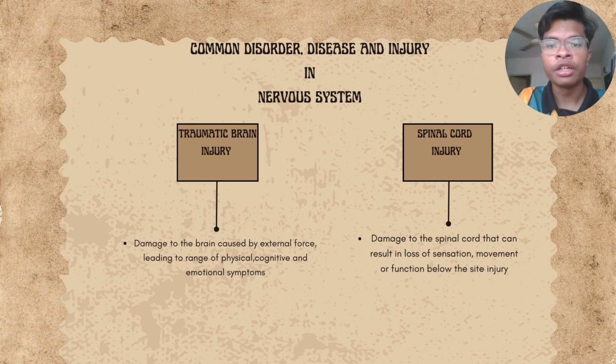Now, for the injury, we have traumatic brain injury, which is damage to the brain caused by external force, leading to physical, cognitive, and emotional symptoms. Someone who is involved in a combat sport such as UFC and boxing tends to get this injury more frequently. This is because they are always getting hit in the head.